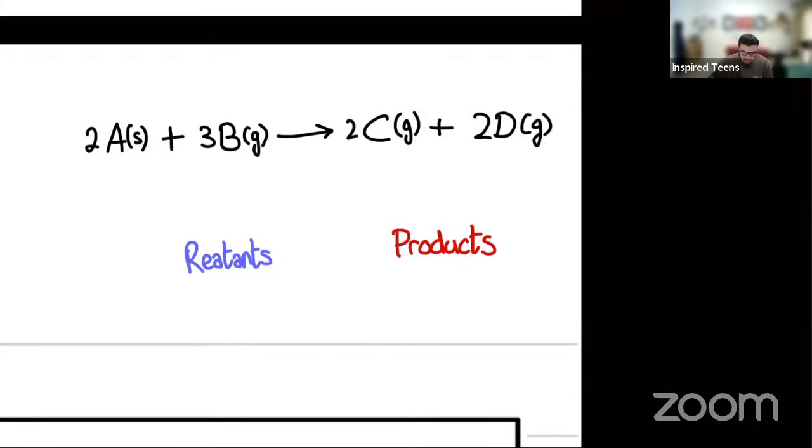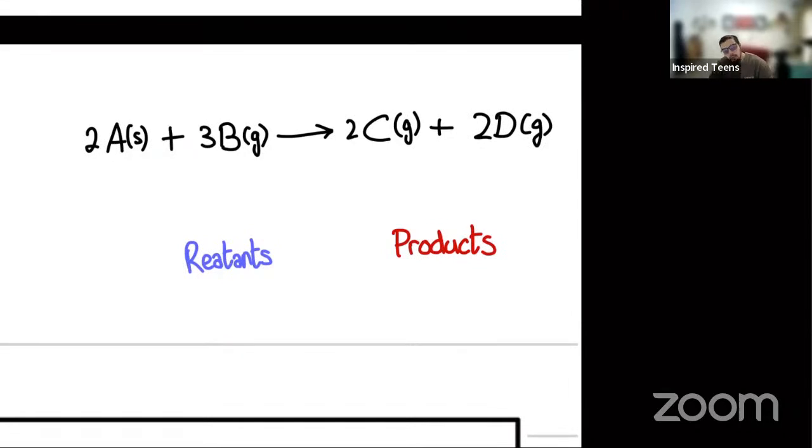Now, if we look at this example, we have 2 moles of A, which is a solid, added to 3 moles of B, which is a gas. Obviously, A, B, C, D are just arbitrary variables. They don't necessarily represent a specific chemical element. Those reactants form 2 moles of C, which is a gas, and 2 moles of D, which is also a gas. Now, this is for pressure and chemical equilibrium.